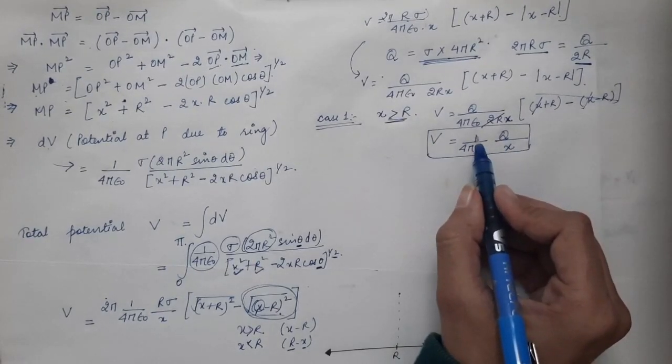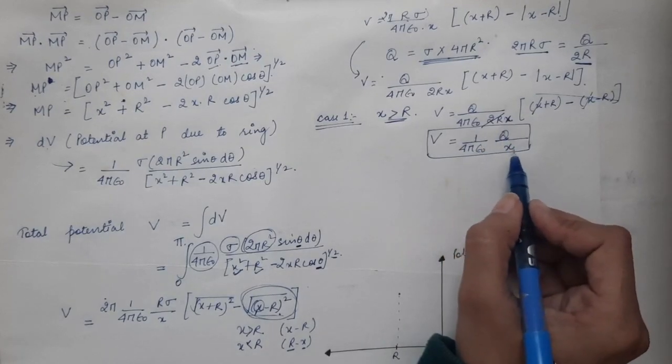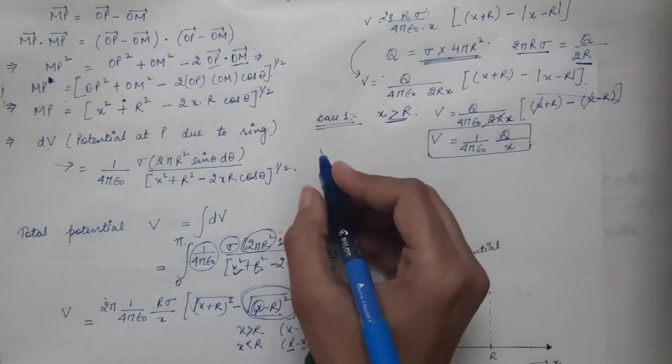So that is just simple. It is equal to 1 by 4 pi epsilon naught, total charge on the shell divided by the distance of the point from the center.